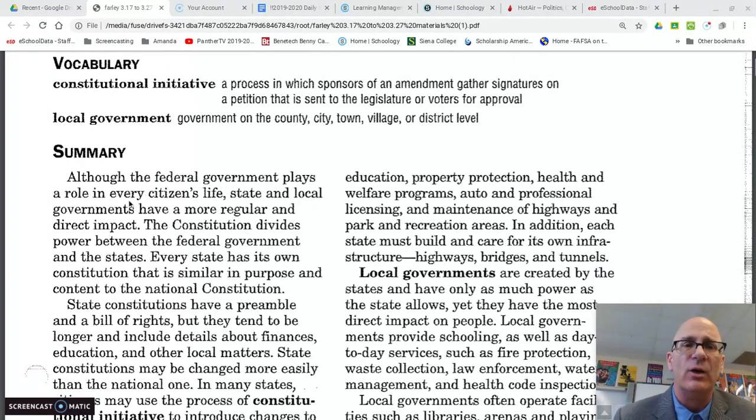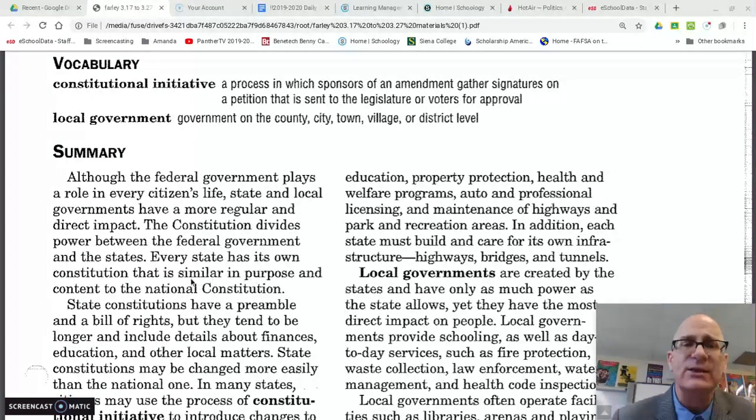Let's follow along, please. Although the federal government plays a role in every citizen's life, state and local governments have a more regular and direct impact. The Constitution divides power between the federal government and the states. Okay, important point there. The Constitution divides power between the federal government and the states. And we see this now with the government response to the coronavirus. We see a federal response with the Centers for Disease Control and some of the federal agencies, Homeland Security. And we also see the states taking their own responses to make sure they're taking action to limit the spread of the disease and to make sure that people at risk are staying isolated.